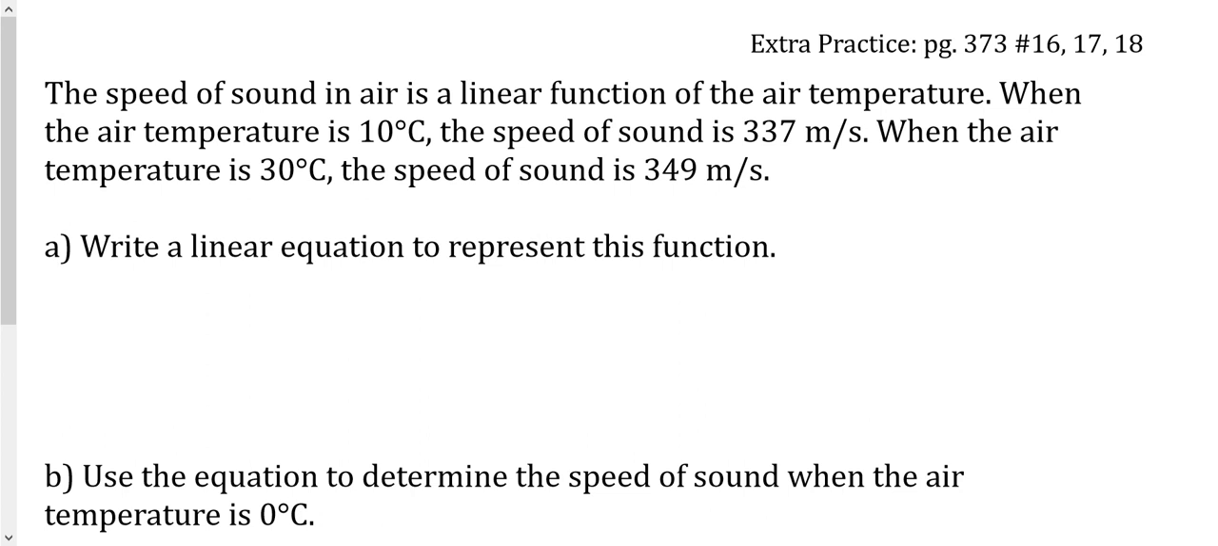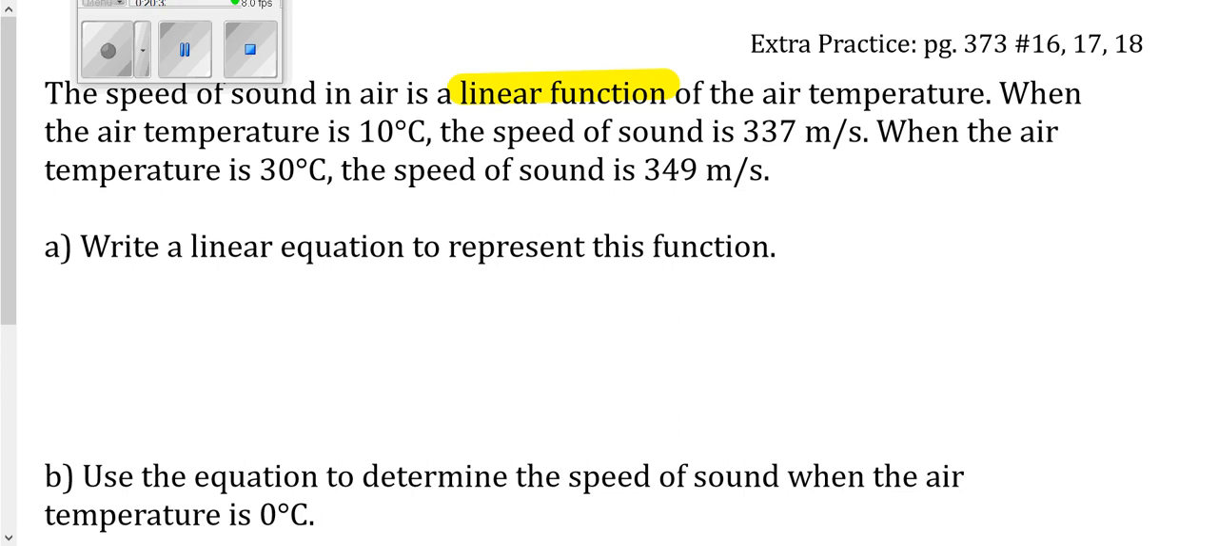Looking at the next word problem, the speed of sound in air is a linear function, right? Again, that's good to know. We're always talking about linear functions here, of the air temperature. So it's sound versus temperature, our x and our y's. When the air temperature is 10 degrees, the speed of sound is 337 meters per second. When the air temperature is 30 degrees, the speed of sound is 349 meters per second.